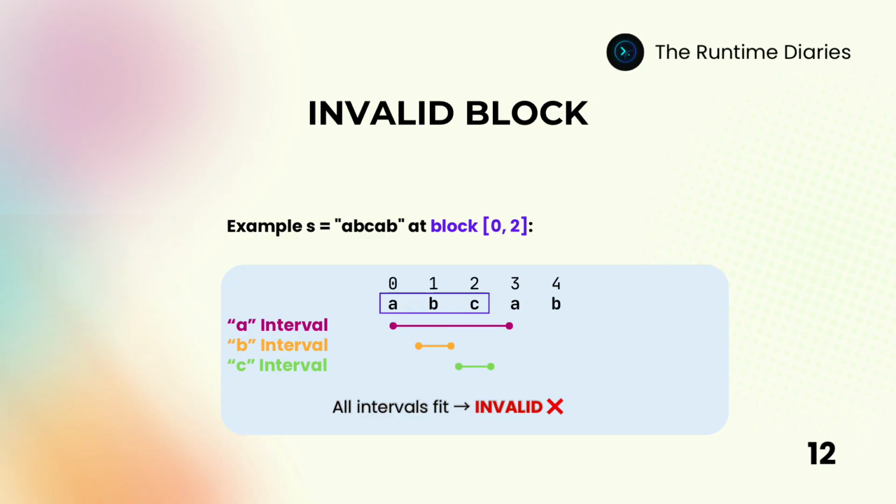Check B, whose interval is 1, 4. Does 1, 4 fit inside 0, 2? No, it extends to index 4, which is outside the block, and that also is invalid. So the block 0, 2 fails validation. It's not self-contained because characters inside it have parts of their intervals extending beyond the block.